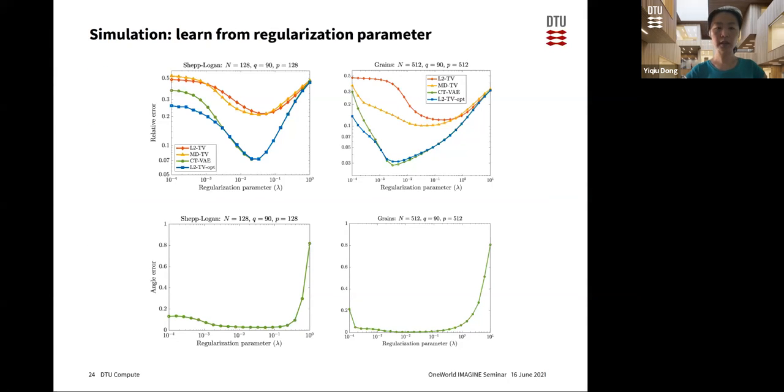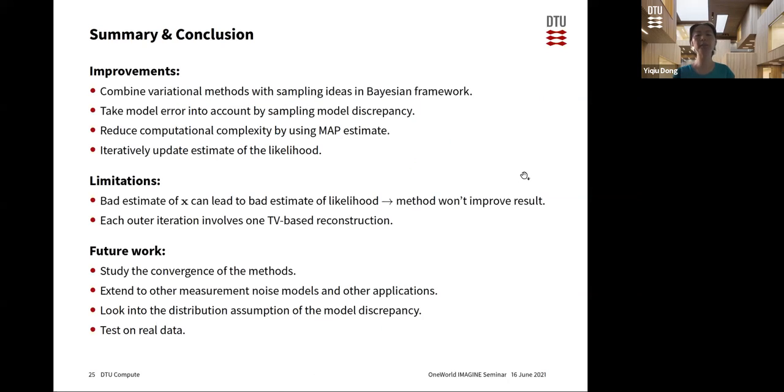Now to come to the conclusion. Basically, in this combined approach, we combine a variational method with a sampling idea from the Bayesian framework. And we use the MAP estimate to incorporate more advanced prior information on X, and also to reduce the computational complexity. And our method alternately updates the reconstruction and view angles.